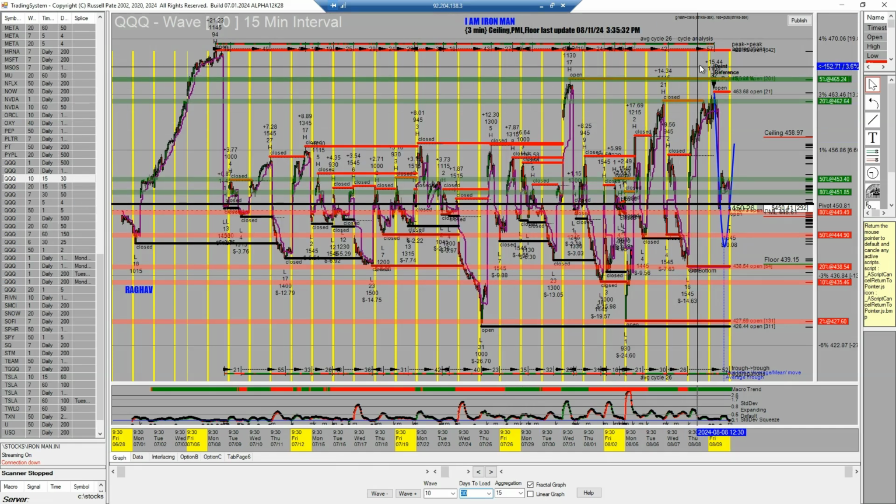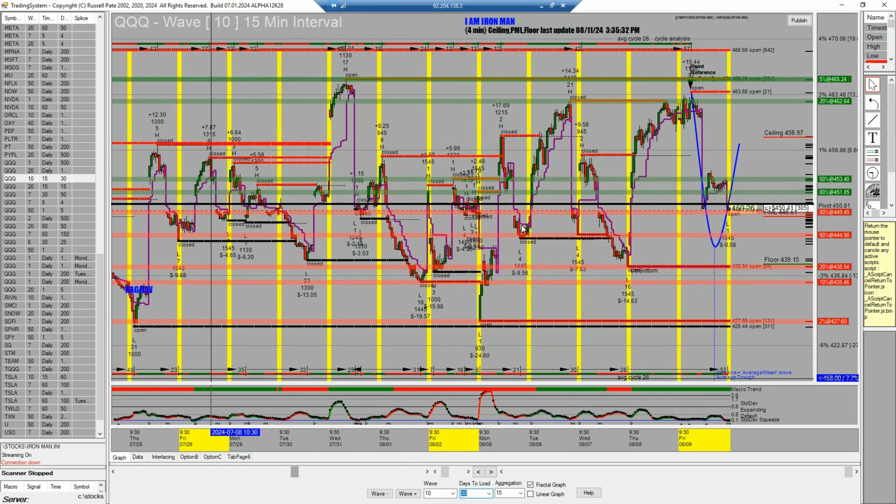All right, talking about the cycle analysis, what it does is that it counts the number of aggregations we had peak to peak.